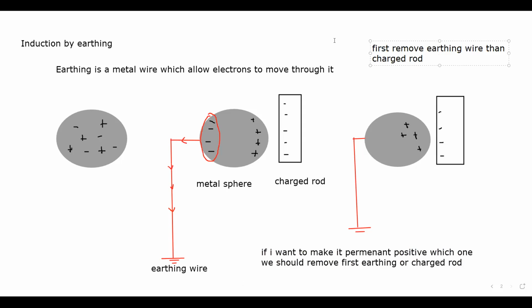So if I want to make it permanently charged, what should I remove first? I should remove the earthing wire first. The moment I remove the earthing wire, the negative charge cannot return back to the sphere. And then I will remove this charge rod. The moment I remove the charge rod, because positive charges, like charges, repel, the net charge on this sphere will be positive. Is it clear? The charging by induction using the earthing wire.